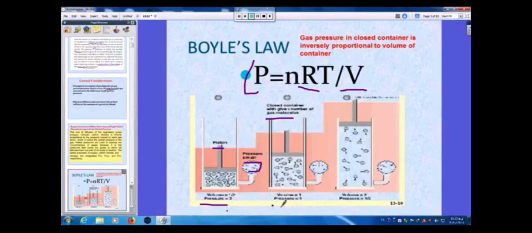In this figure, you can see the volume is increased in comparison with the previous one, and the pressure is low. In the final figure, you can see the volume is very high, the concentration of gas molecules is low, and the pressure is low. Here pressure is low and volume is high. Here pressure is high and volume is low.